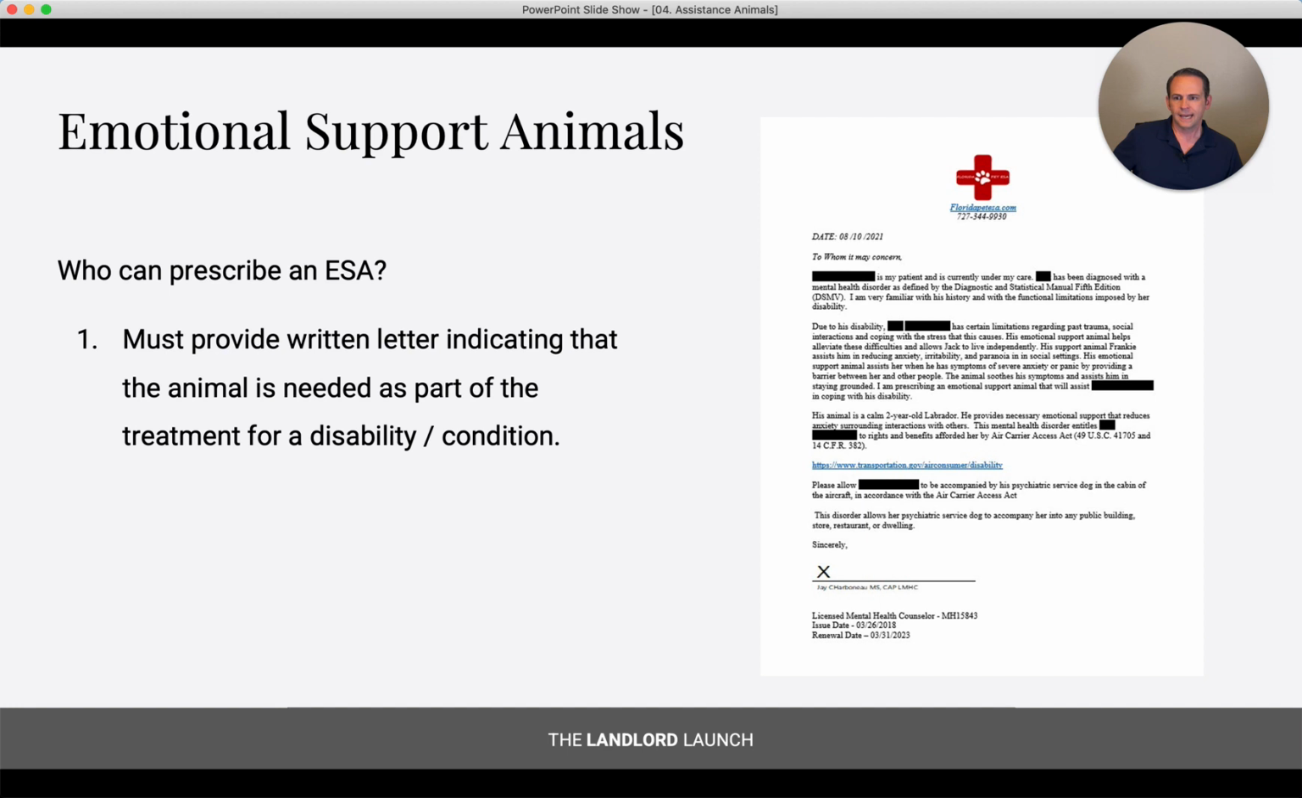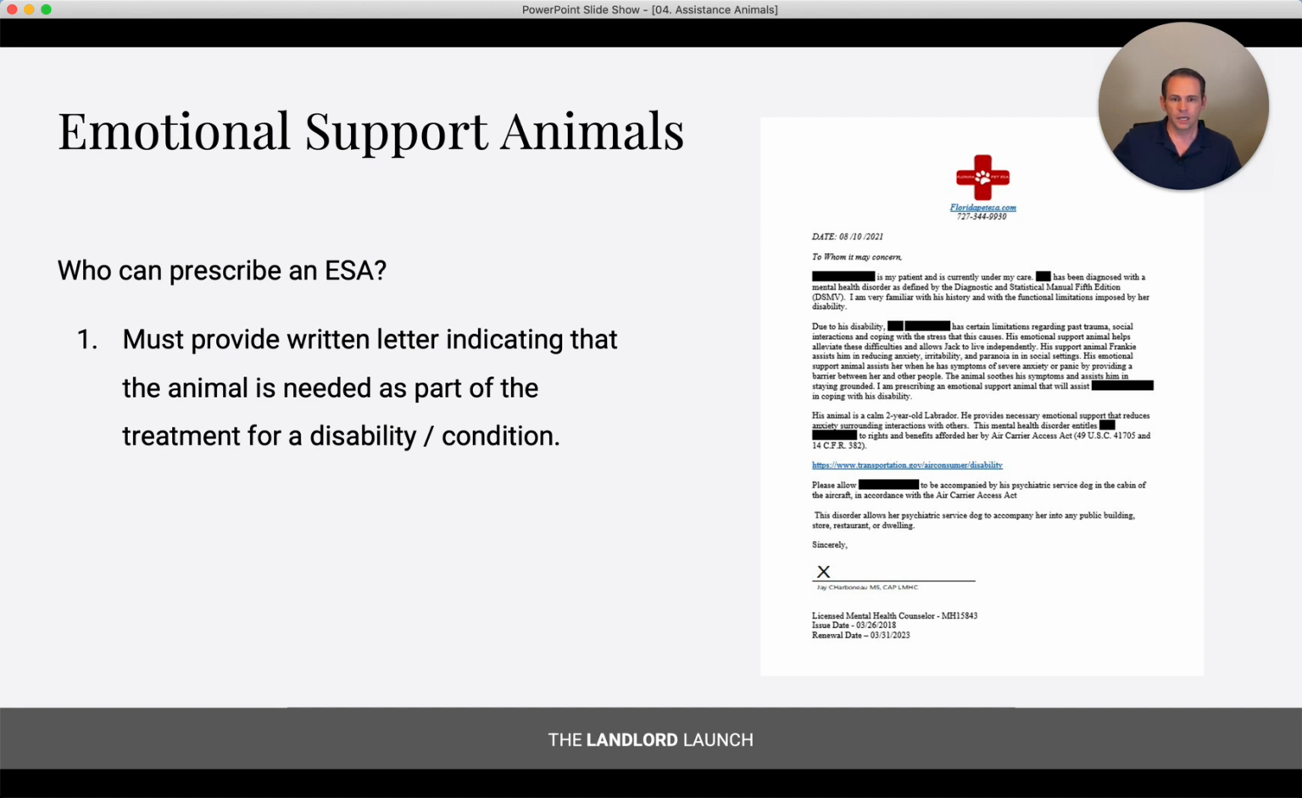Now, when you're looking at that documentation, the prescription, the prescribed, it has to come in the form of a letter. And a letter needs to indicate a few things. It needs to indicate, one, that the animal's needed as part of that treatment for that disability, that condition. It should have the provider's name, the contact information. If they're licensed, they should have the license number on there.